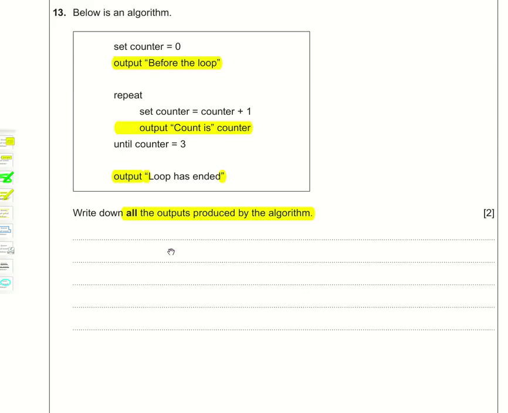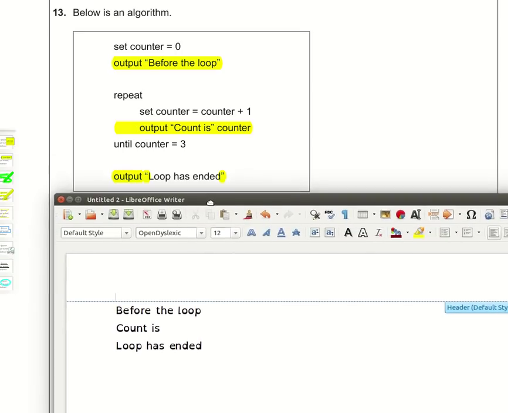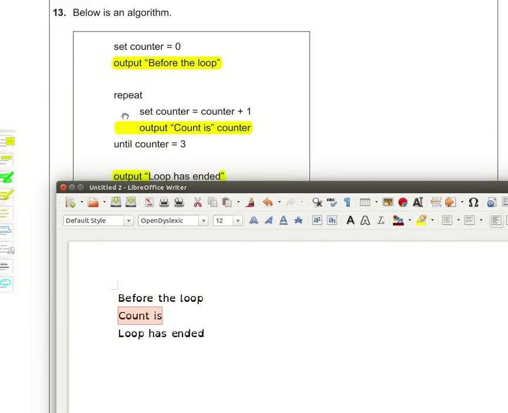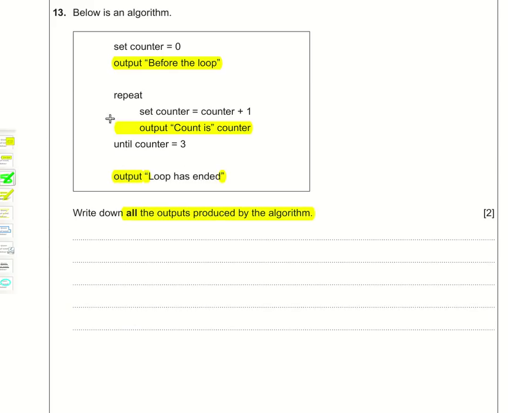In fact, here's one I've done earlier. This is what should appear on the screen, except for the middle line. As we're going to see, there's more to the middle line than just count is. The reason for that is this loop here. So we've got a repeat until counter equals 3, and here we increment the counter before outputting count is and then counter. And also important is to see that the counter is initialized at 0.